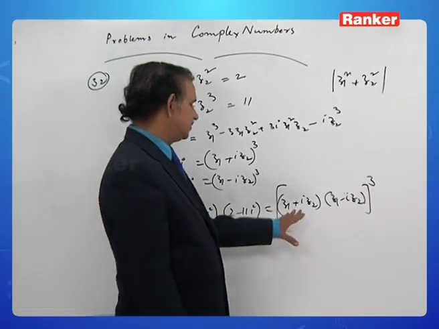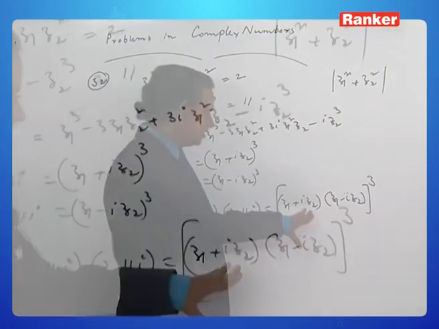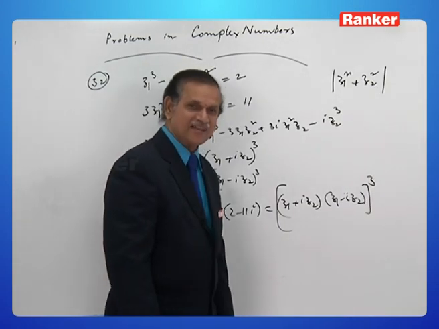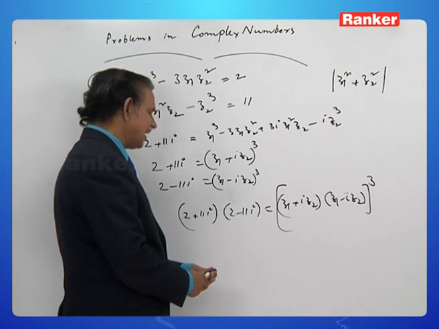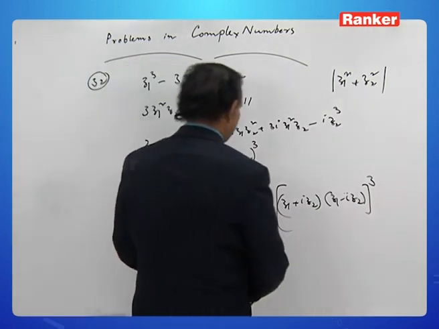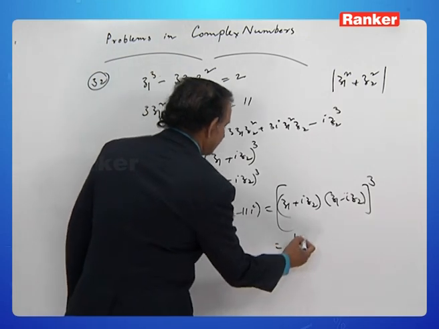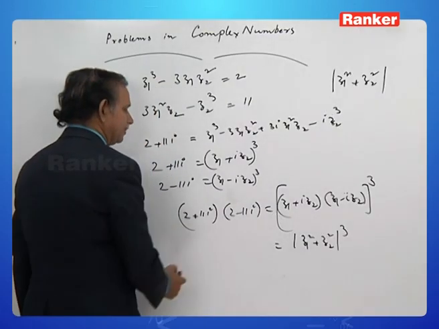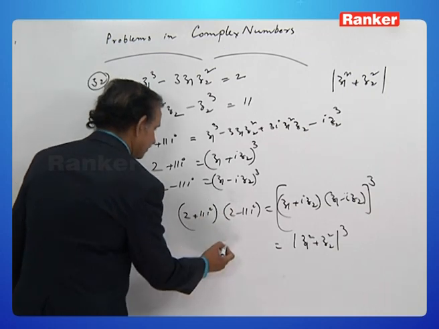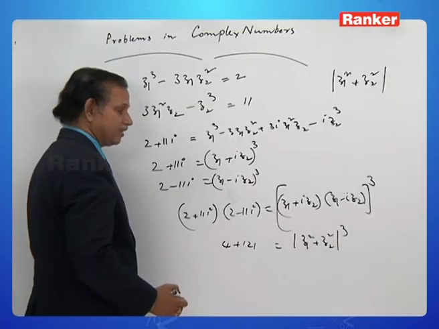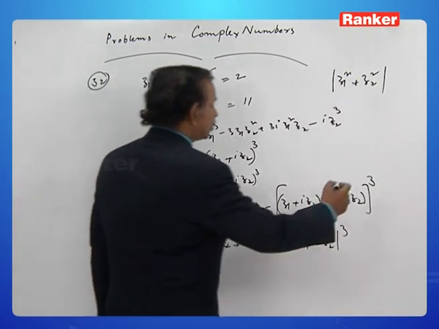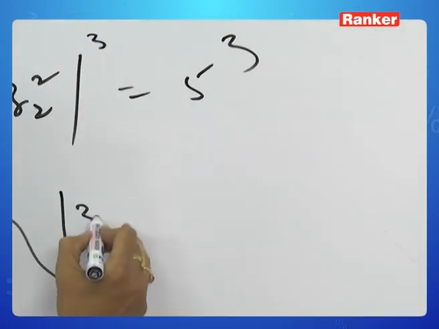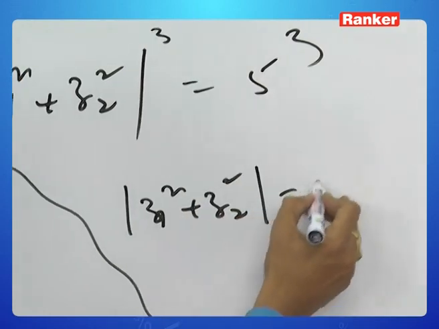What can you achieve here? You call this some z. This is z and this is z bar. What is that? z times z bar is nothing but mod z square, isn't it? Therefore, this is (|z1|^2 + |z2|^2) whole cube, which is equal to (a + ib)(a - ib), that is a square plus b square. 4 plus 121, that is 125. That is 5 cube. This cube is equal to 5 cube. Therefore, |z1|^2 + |z2|^2 is equal to 5.